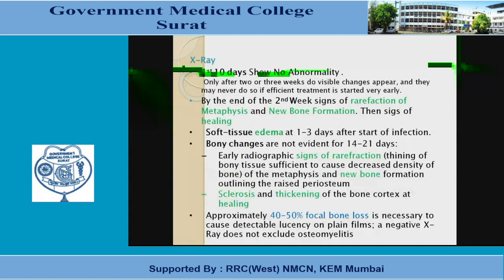In the initial days there is no abnormality seen. You can see only soft tissue swelling, but it might be a hematoma, a subperiosteal hematoma, or it might be pus. But on X-ray we cannot differentiate between these two.